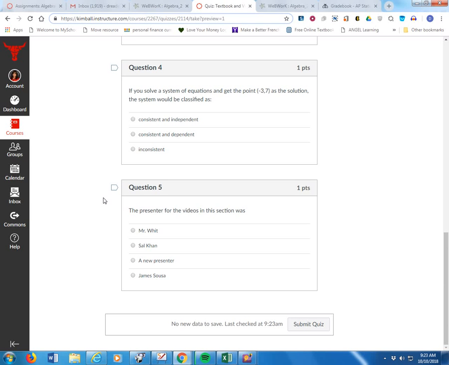It's dependent if there's not exactly one. So the same line is going to be consistent because there's at least one, but dependent because there is more than one. Okay? And then parallel lines, just inconsistent. Okay, so the answer here was consistent and independent.